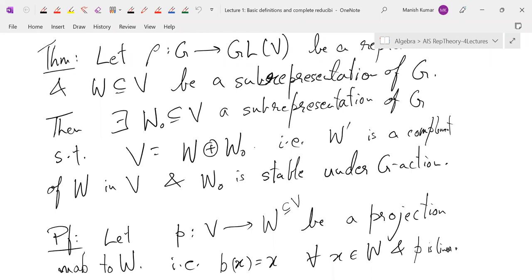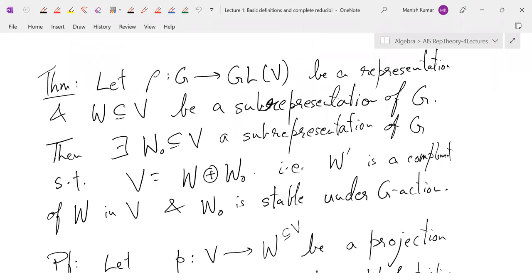Of course, if you give me any subspace of V, you can always find a complementary subspace. But what this says is that you can find a complementary subspace which is also a sub-representation, which may not always be true. For instance, if your field is not of characteristic zero, this may not always be guaranteed. So there is some work that needs to be done.